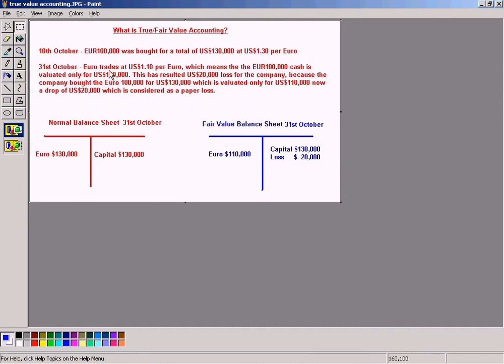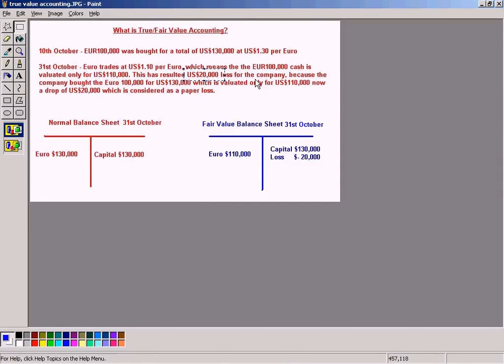So all we need to do is to find out the euro rate on this date, which is $1.10 per euro. Hence, the 100,000 euros that we have in hand can be valued only at 110,000 US dollars and not $130,000. So there is a great difference here. The difference of $20,000 is actually a loss for the company, because the value of the euro currency has dropped against the US dollar. Hence, we are realizing a $20,000 loss here for the company.